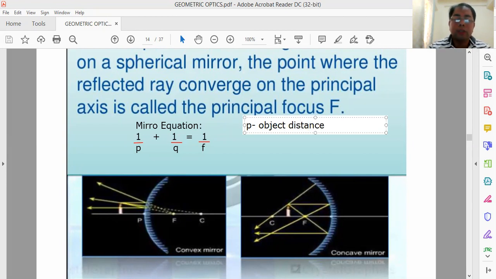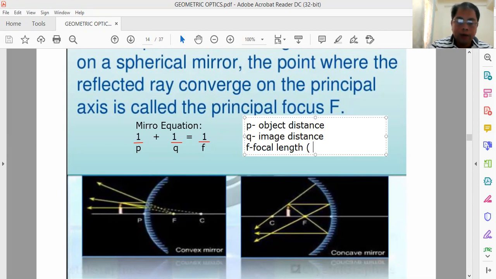The object distance is always measured from the mirror to the object. Then Q is your image distance. And F here is known as focal length. One thing we remember about the focal length is that it is always 1/2 of the radius. So if the radius is mentioned, all you have to do is divide it by 2 to get the focal length. The focal length is from the mirror to the focus, so this distance is known as focal length.